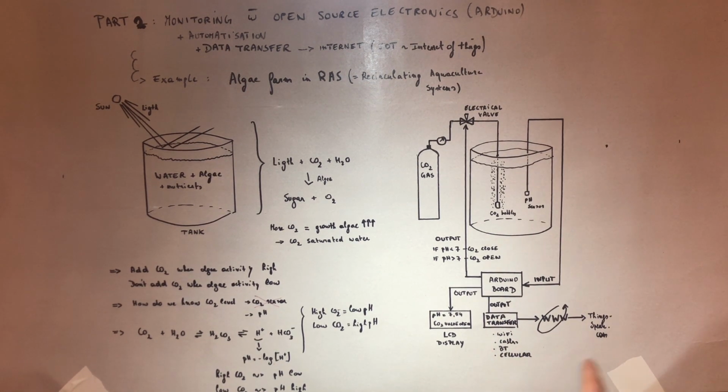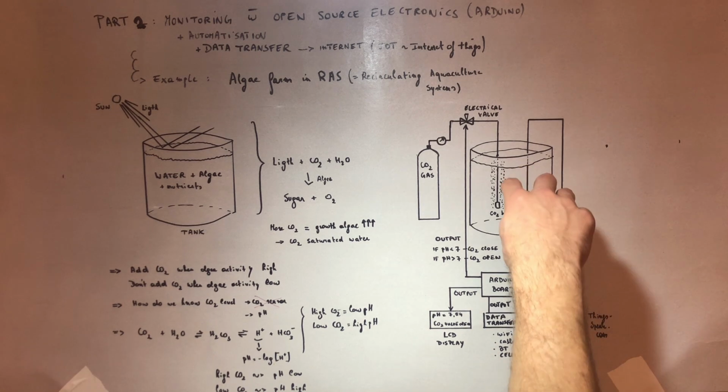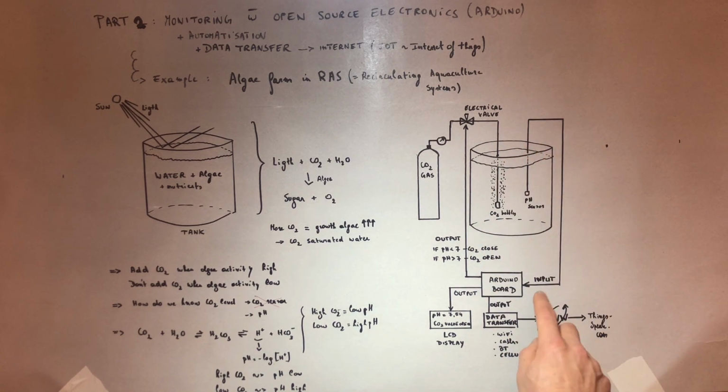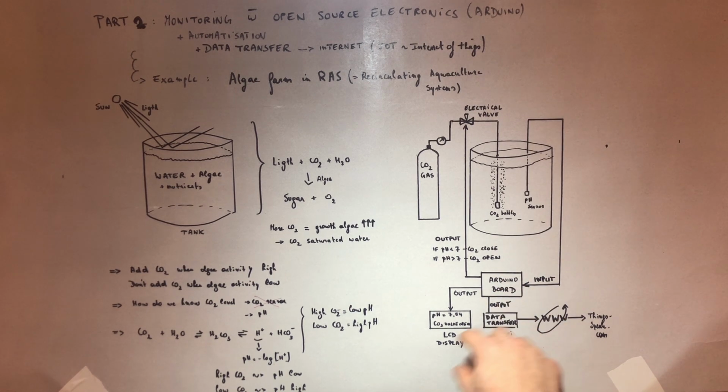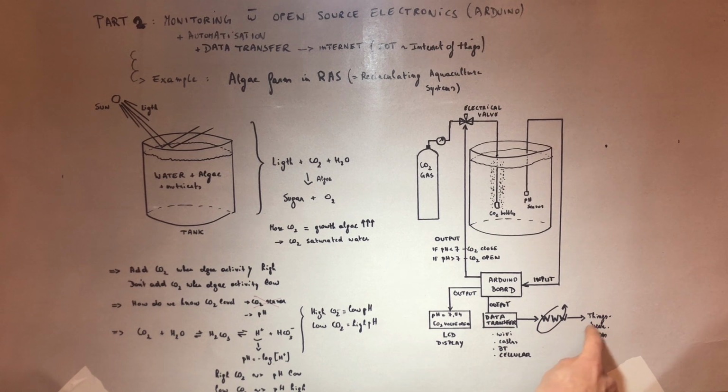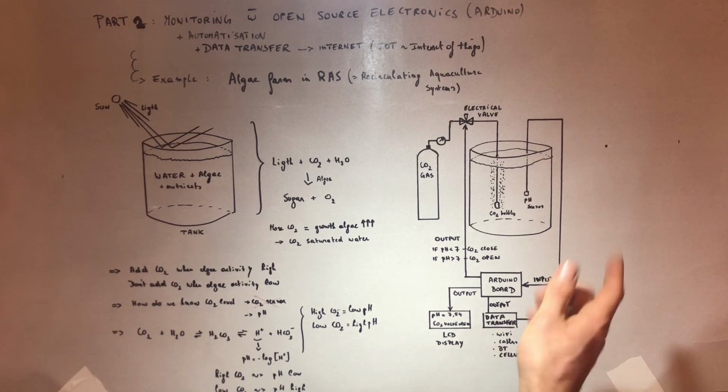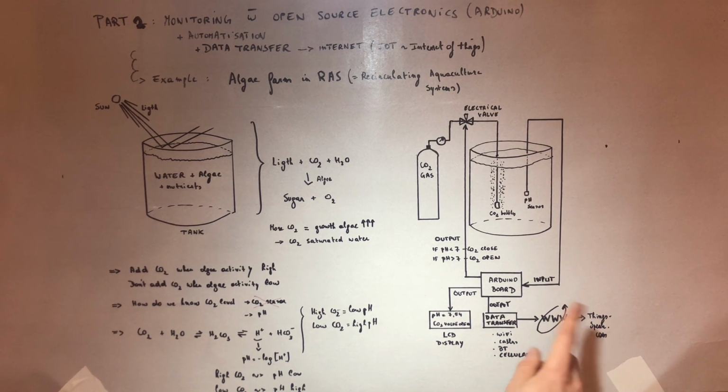The difference is that, for instance, you have the input, which is the pH sensor. The Arduino board does some calculations, and the output is the pH value. Now this output used to be sent to the LCD, but at the same time now we're going to send the output to a data transfer module. This data transfer module will send the data to the internet, and more specifically to Thingspeak, which is a website that was discussed before.